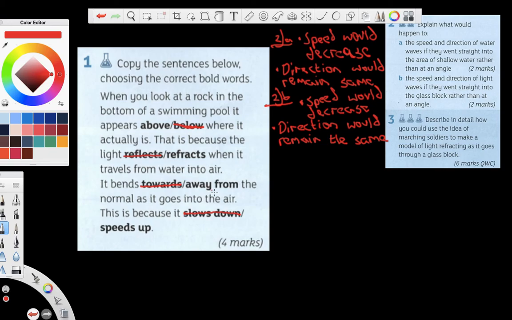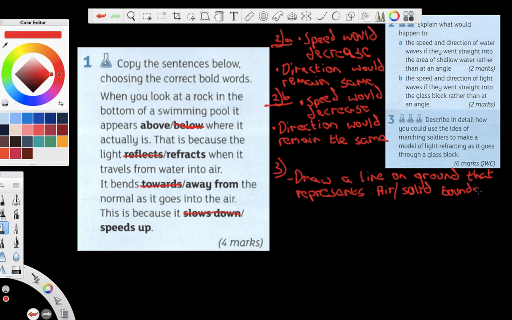So you would need to draw a line. So number 3, for 1 mark, draw a line on the ground that represents the air/solid boundary. Okay, so you would need to draw a line that shows where they're going from the air into the glass.